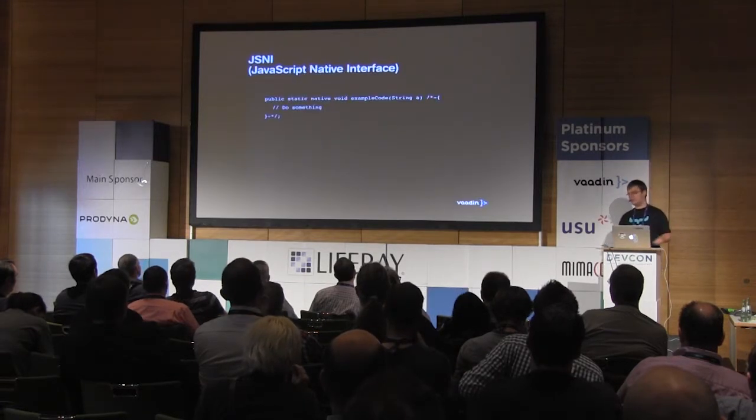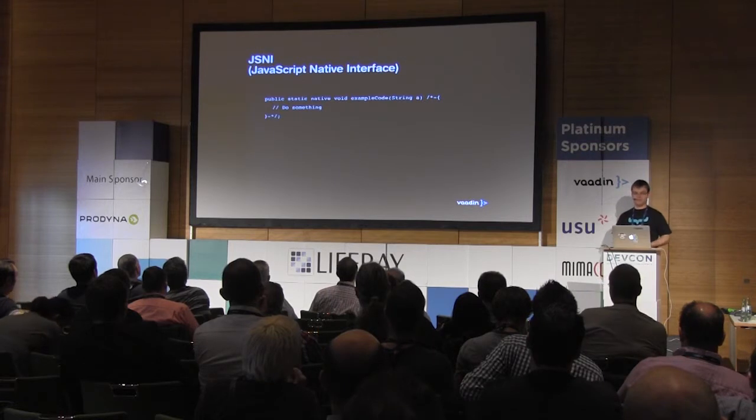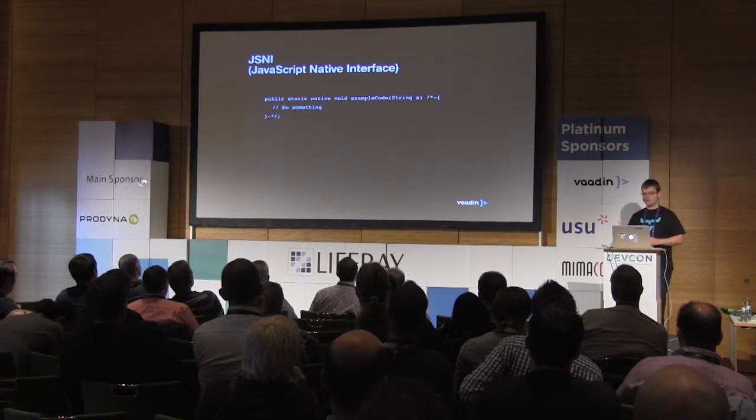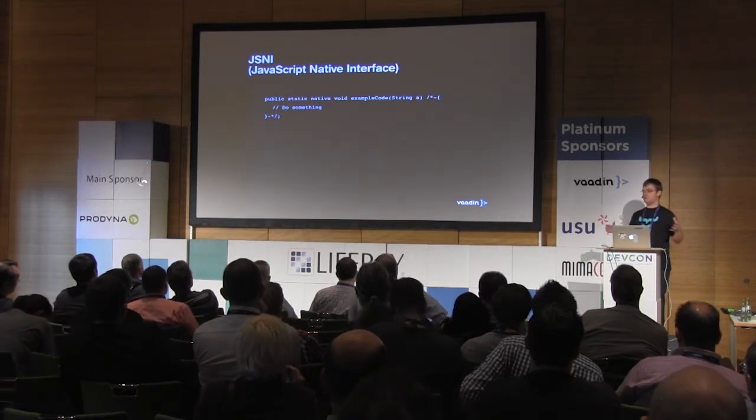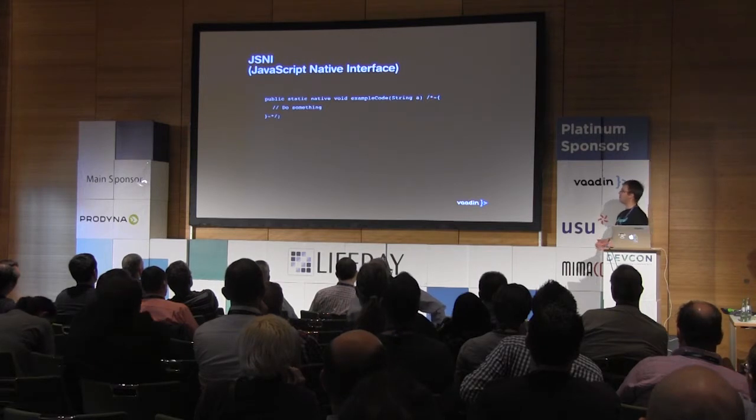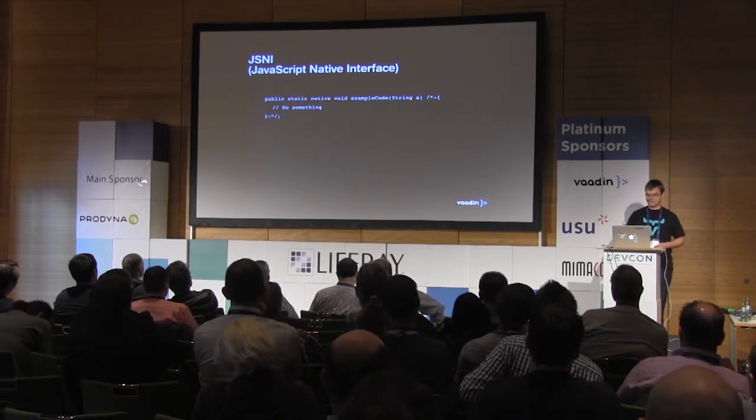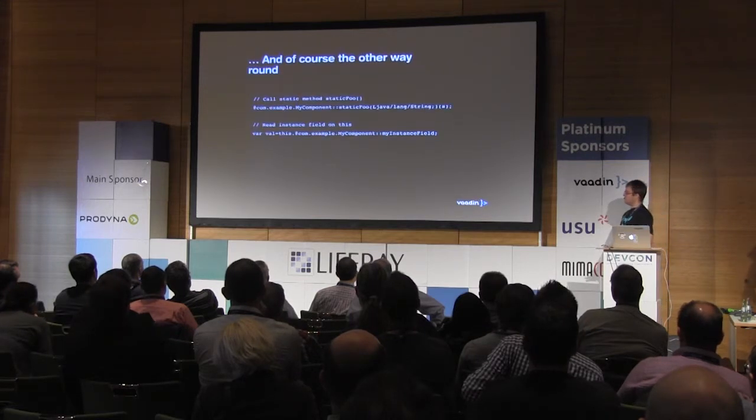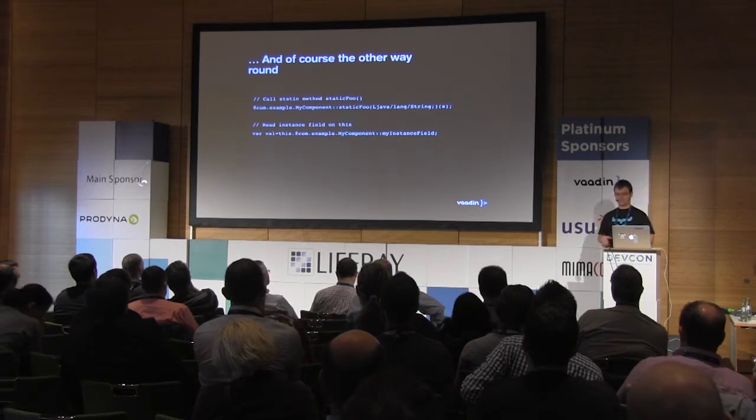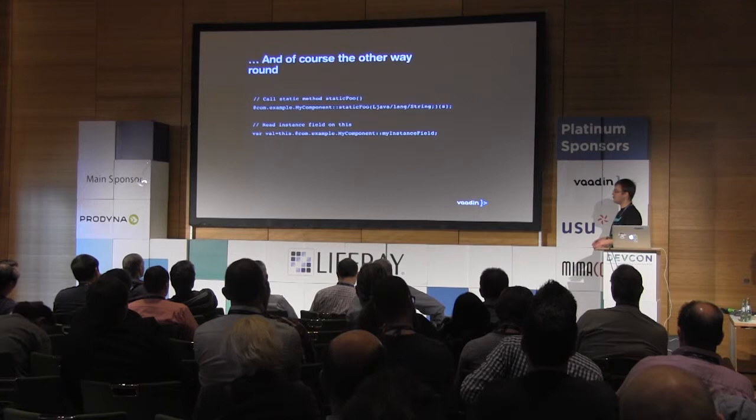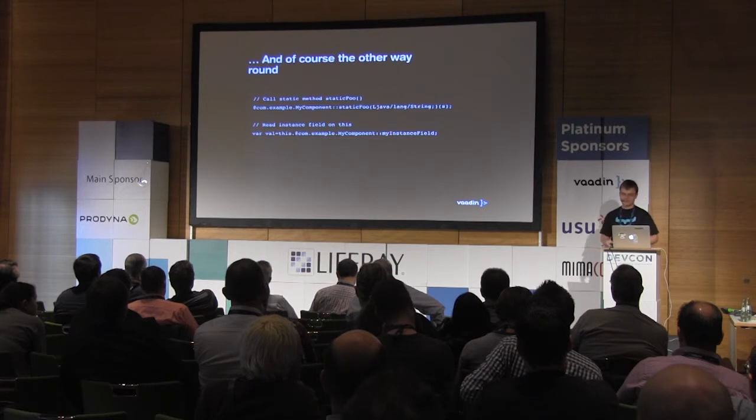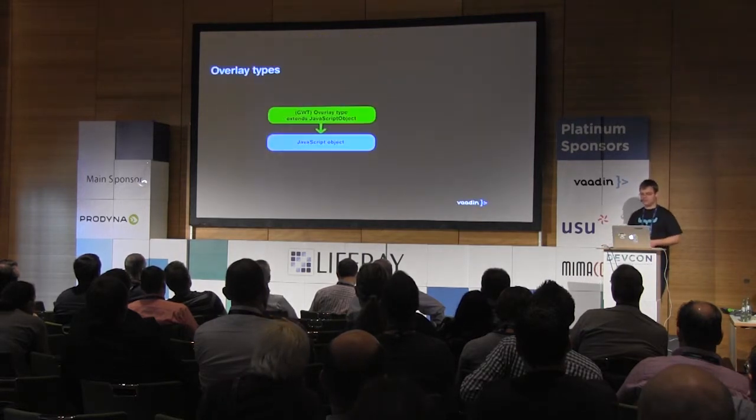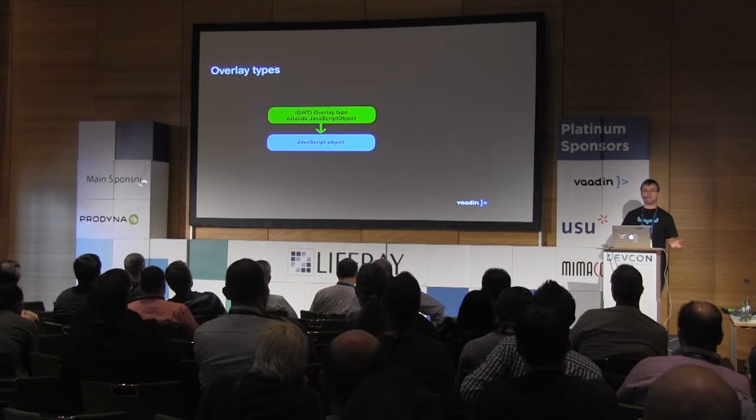GWT gives you access to JavaScript itself, through its so-called JavaScript Native Interface. It abuses the native keyword from the Java language. It allows you to put the actual JavaScript code in a comment after the declaration of a method. And it also allows you to invoke the compiled JavaScript, something that comes from your Java source code, from the JavaScript itself with a specific notation.